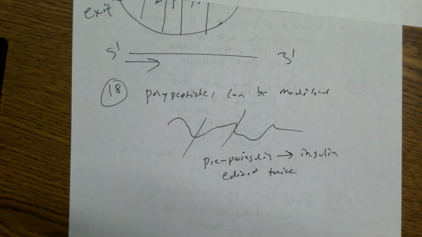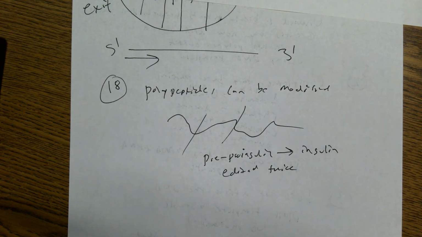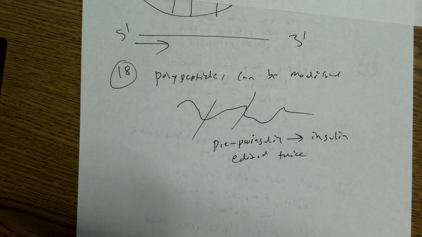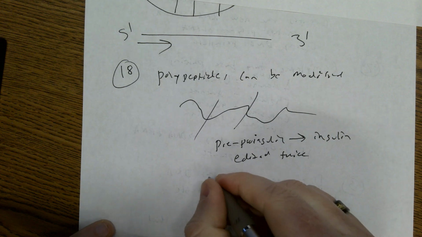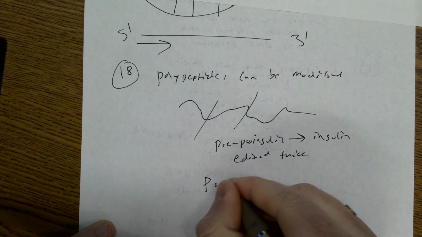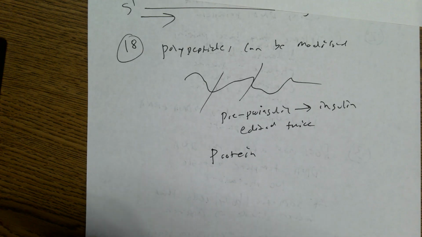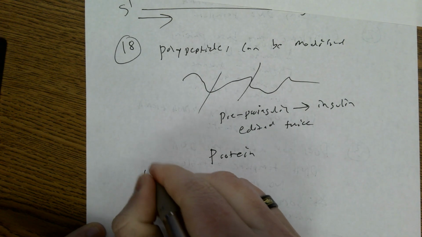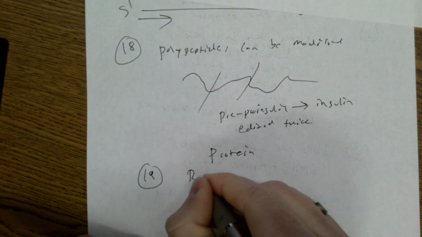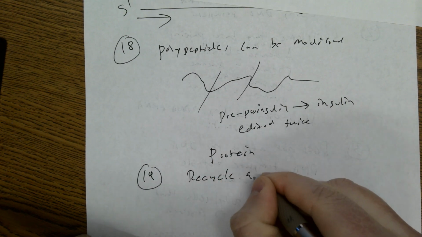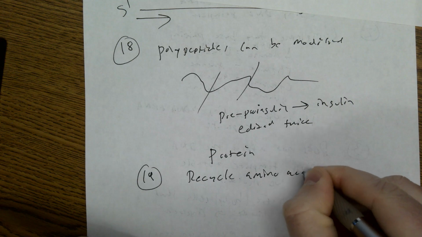So you chop off the pre part, and then you get pro-insulin, then you chop it up again and you get insulin. And so this allows you to modify it so your polypeptide will then become a protein. So that's why we call it a polypeptide, because it hasn't been modified yet or folded to form a protein. The last standard just says that you have to recycle amino acids. Otherwise, you wouldn't be able to form all your proteins.